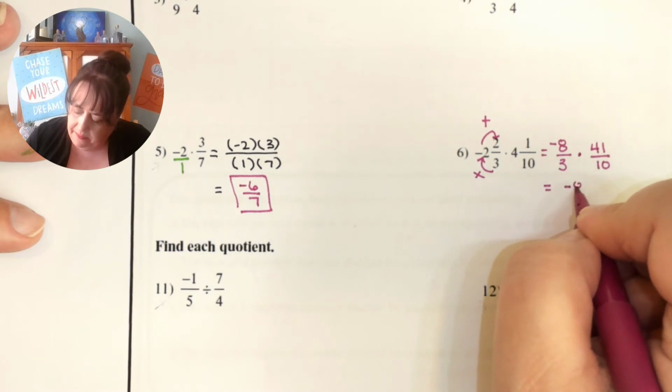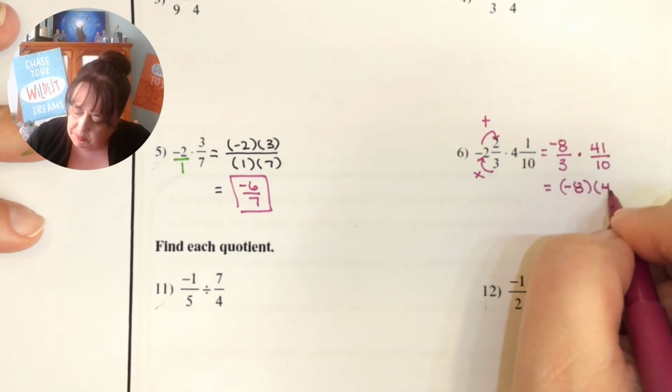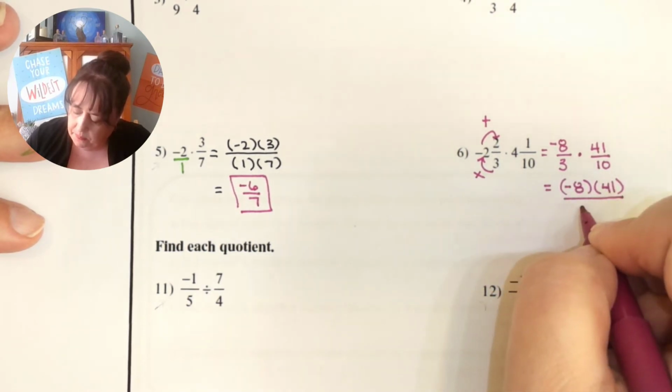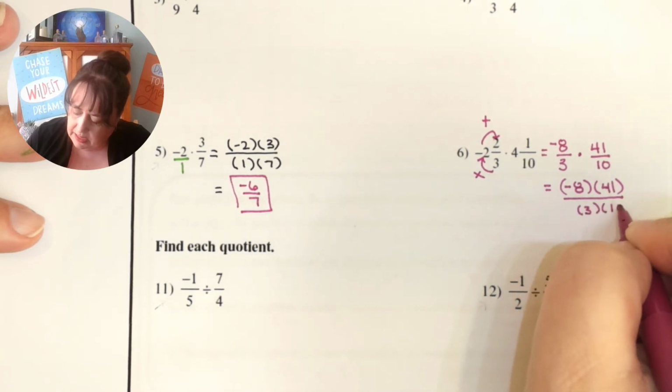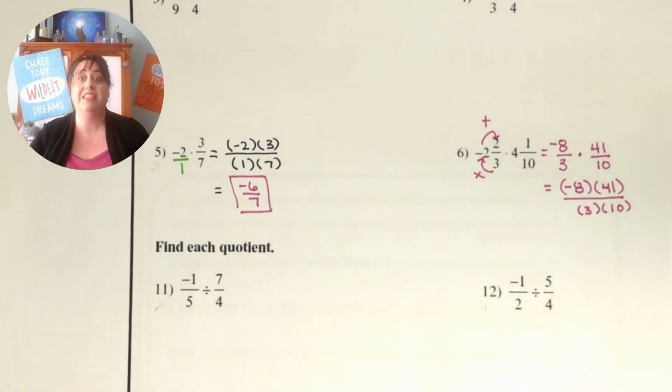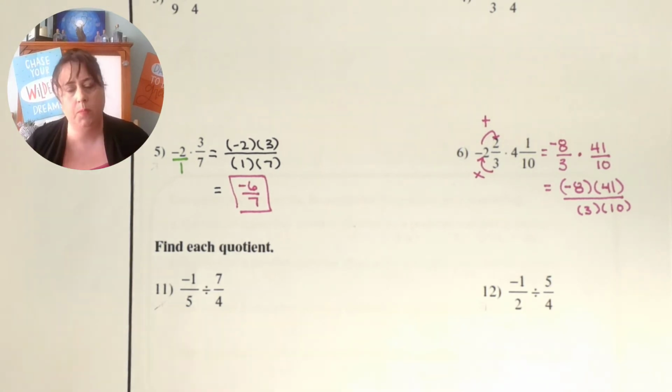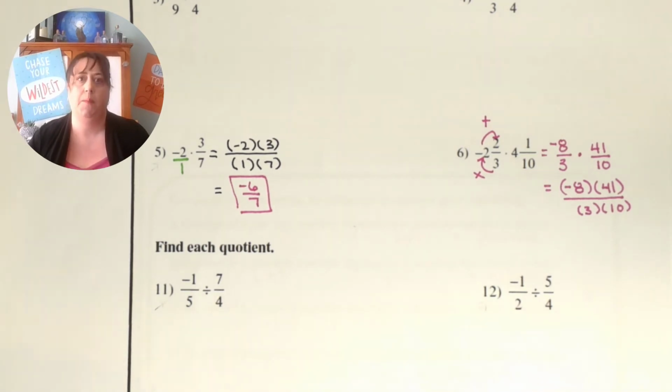So we have -8 times 41 over 3 times 10. Okay, this is where, remember I said if I can do some reducing ahead of time, I'm doing it. And this is why. I don't want to multiply 8 times 41. I'm hoping something nicer comes out of this.